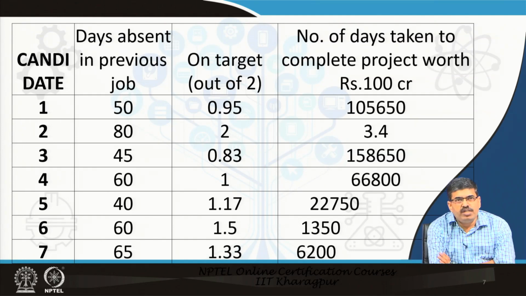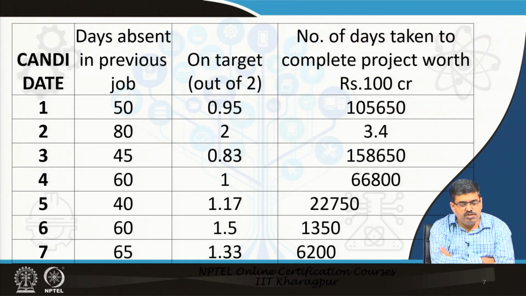Now, let us spend 2 minutes on this table. We have candidates 1, 2, 3, 4, 5, 6, 7, and we will name them later on as S1, S2, S3, S4, S5, S6, S7. Now, this information was asked from the candidates, that is days absent in previous job. This is just an example I am giving. We can have many criteria. On target means you have finished the project on schedule, and the on target score is out of 2. So, definitely 2 is better.